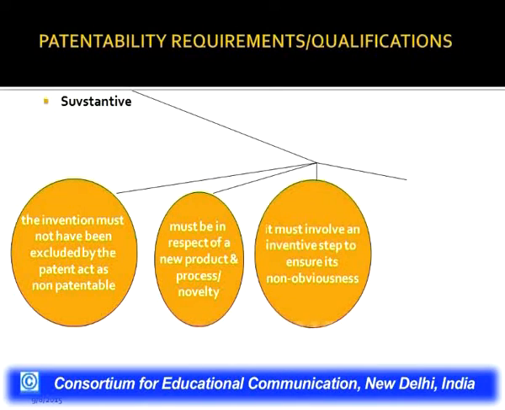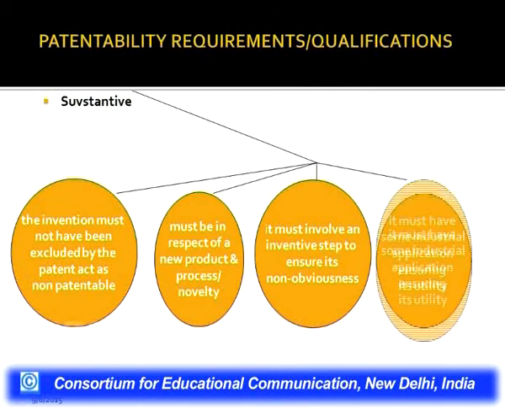The third requirement, viewers, as discussed in my previous lecture, is the requirement of non-obviousness. The subject matter over which the person is seeking protection must involve an inventive step to ensure its non-obviousness. If there is no non-obviousness involved in the subject matter, he cannot get patent protection. And the fourth and final substantive requirement for obtaining patents in India is the requirement in the form of utility. It must have some industrial application ensuring its utility.